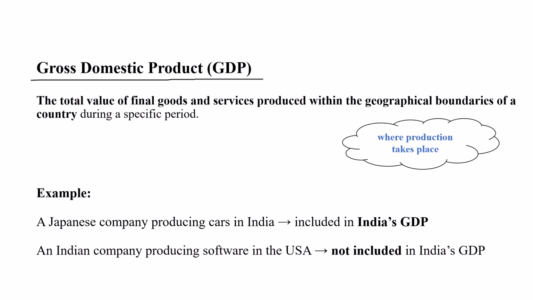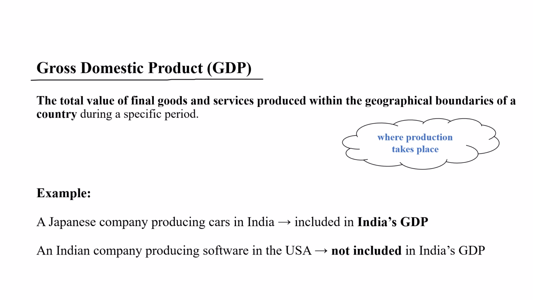A country's economic performance is measured based on that country's GDP growth rate. If that country's GDP growth rate increases, we can say that the country's economic performance is very good. If the GDP growth rate is very low, we can consider that the country's economic performance is poor. Therefore, the gross domestic product concept is very important in measuring national income and economic performance.